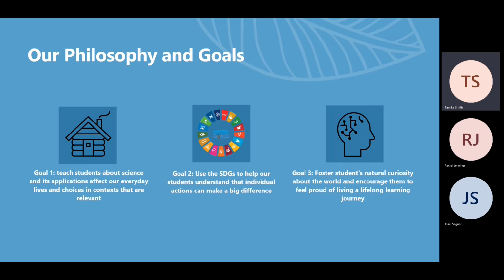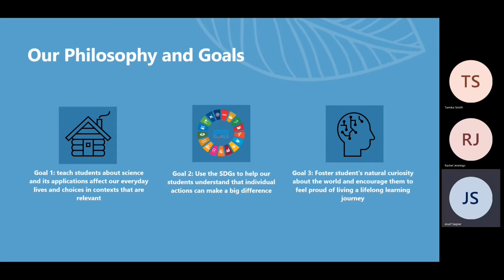Goal 3: foster students' natural curiosity about the world and encourage them to feel proud of living a lifelong learning journey. These goals relate to the science curriculum as it aims to foster interest in science by expanding their curiosity and willingness to ask questions and explore the world in which they live.